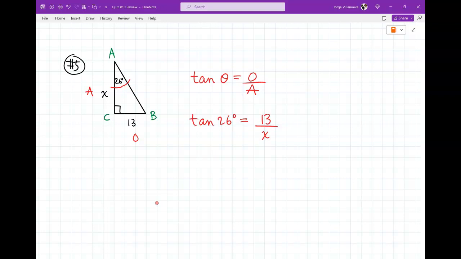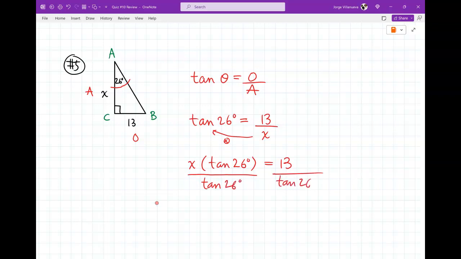Okay, so here I'm going to multiply the letter over. So this becomes X times tangent of 26 degrees is equal to 13. And now I'm going to divide both sides by tangent of 26. Okay, tangent of 26 is just a number. Think of it like 10. So if it was 10x, you divide both sides by 10, right? So tangent of 26, I'm going to divide both sides by it. These will cancel, so you get x equal to 13 over tangent of 26 degrees.